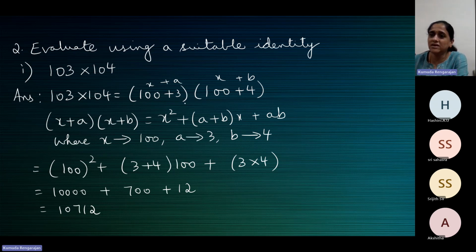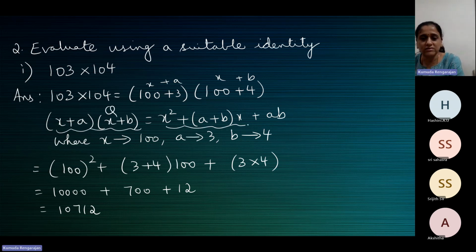See, we have not changed the question. 103 is 100 plus 3, into 104 is 100 plus 4. But now it looks like the identity (x plus a) into (x plus b) is equal to x squared plus (a plus b) of x plus ab. So this is the question, and this is the answer, where x is 100, a is 3 and b is 4. So the answer is x squared plus (a plus b) of x plus ab. It's numerical, so I'm not explaining anything. You complete this at home. Just make a note of the question.